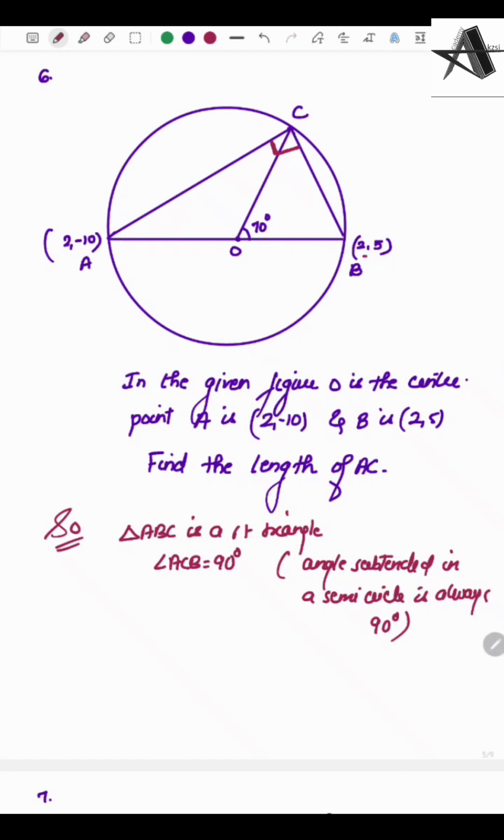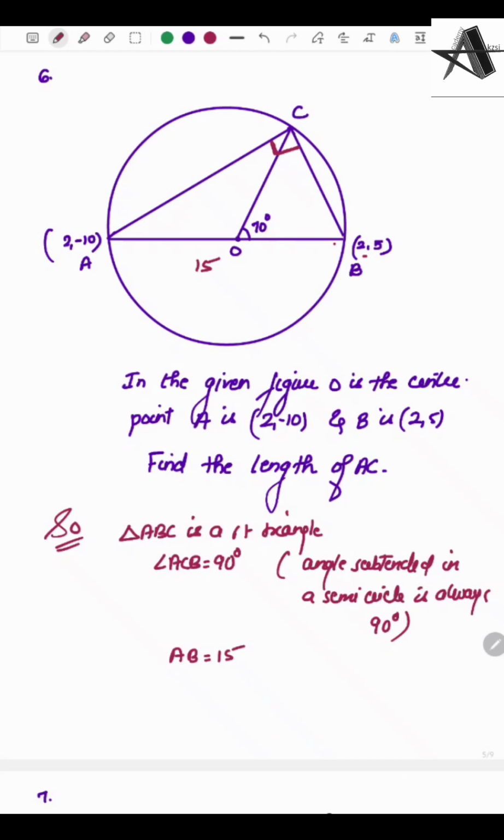The x is the same, only it's moving in the y direction. Definitely if it's moving in that direction, it should be vertical, but they have given the coordinates like this. So the distance between these two is from -10 to 5. If you move from -10 to 5, how much distance are you moving? It's 15. So the distance is 15. I get to know that AB is 15 units.